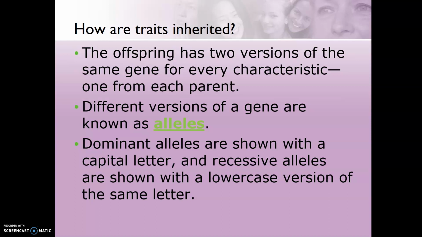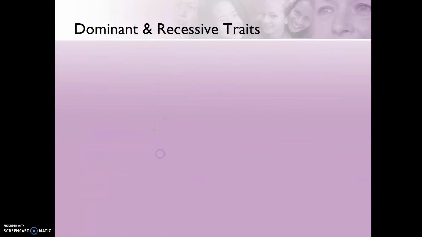Dominant alleles are shown in a capital letter. And this is really important that you understand this because this is kind of the code of genetics and understanding genetics. So if there's a capital letter, that tells you that that is the dominant allele. And a recessive allele is shown with a lowercase letter of the same letter. So if capital T stands for eye color, and that means that that's the dominant eye color trait, and then a lowercase t would be the recessive eye color trait. We're going to get into that more here.